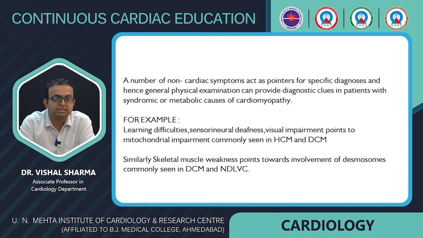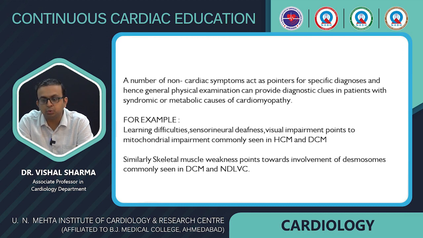Similarly, if the patient has a skeletal muscle abnormality in the presence of HCM or DCM, then you are most likely dealing with some sort of desmosome abnormality. And so, these are the simple pointers which would help you reach a diagnosis of genetic cardiomyopathy.